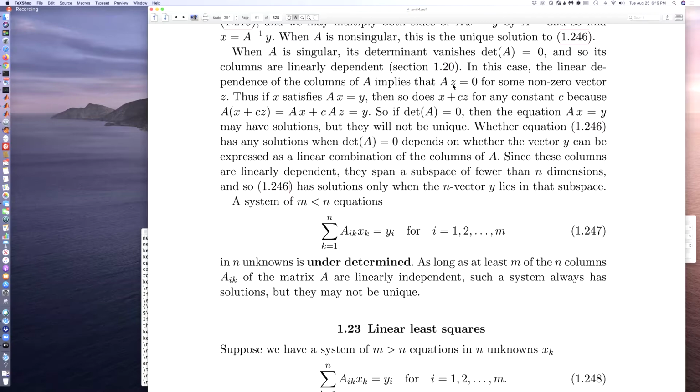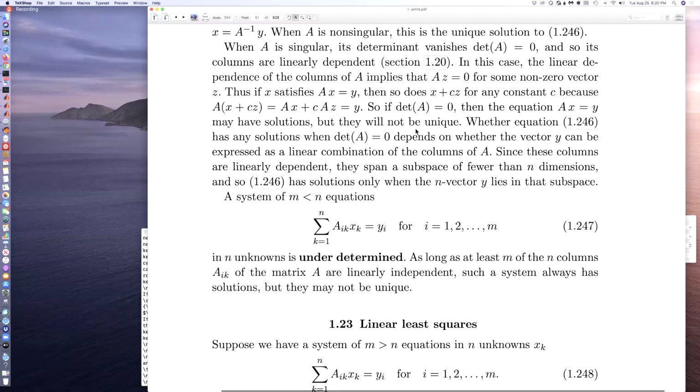that means then that A times Z is 0 for some non-zero vector Z. So if AX equals Y, then so does X plus CZ. In other words, A on X plus CZ is AX plus CAZ, and that's also Y because this vanishes. So if the determinant of A is 0, you may have solutions, but they're not going to be unique. There'll be infinitely many other solutions.